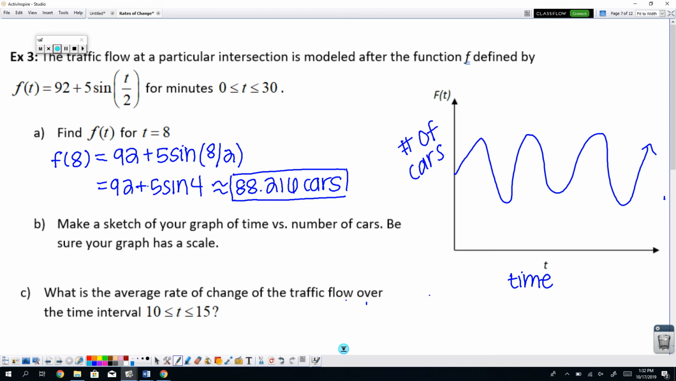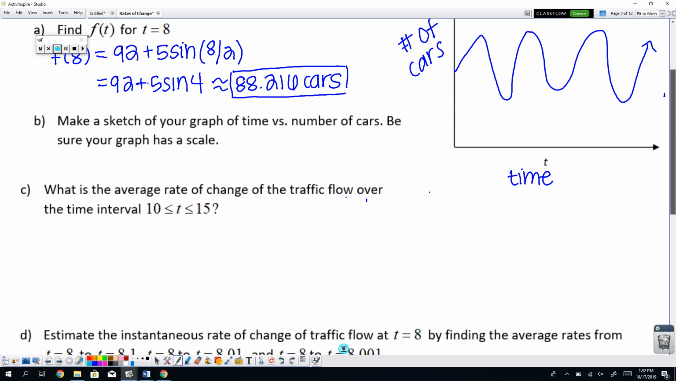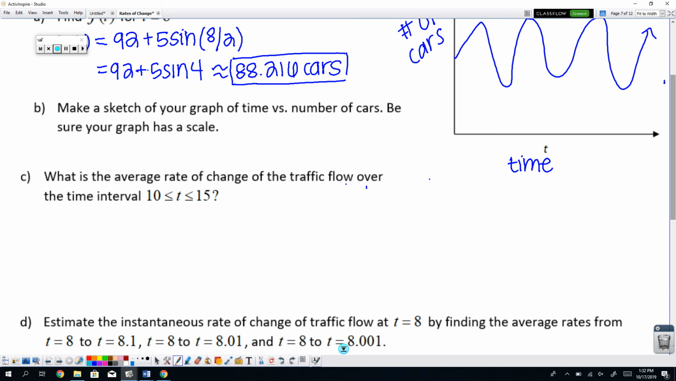Okay? Now it says, what is your average rate of change of the traffic flow over the time interval from 10 is less than or equal to t, which is less than or equal to 15. So from 10 to 15. So we're going to do the same exact thing, and we were using f, so delta f over delta t is f of 15 minus f of 10 over 15 minus 10.